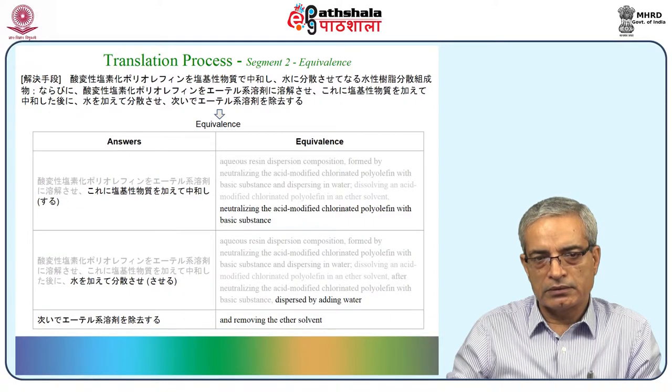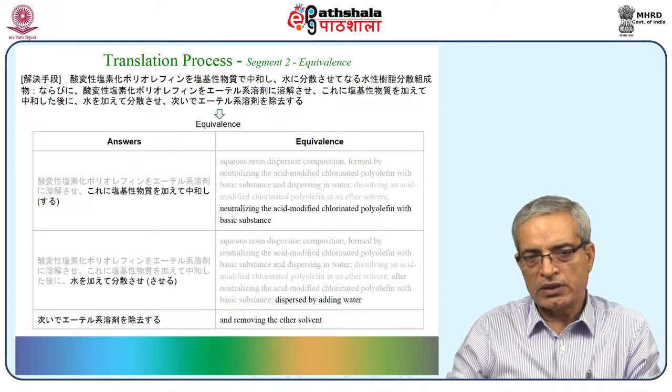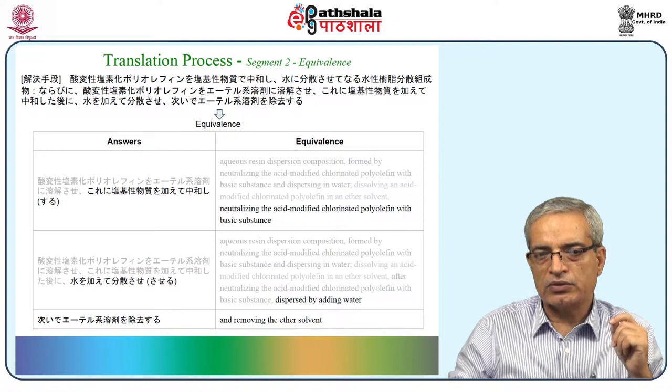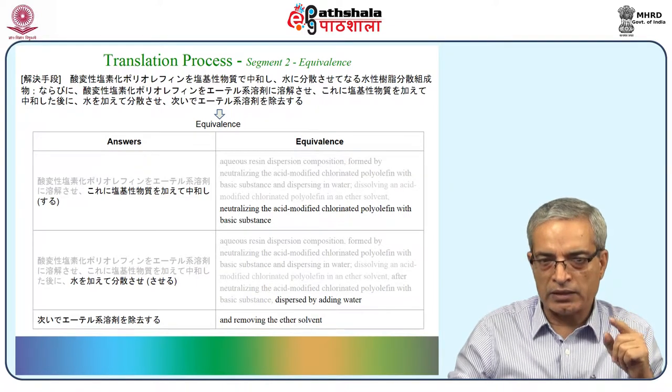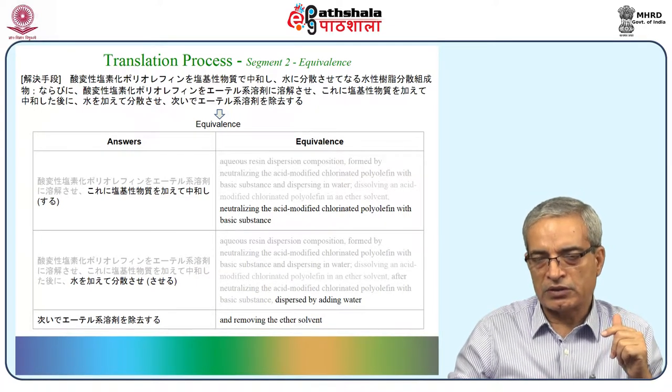The koreni enki se bushitsu kuwaete chuwashi comes as neutralizing the acid modified chlorinated polyolefin with basic substance, and mizu kuwaete bunsan sase is dispersed by adding water. Suide ether ke yozai o jokyo suru, and removing the ether solvent.